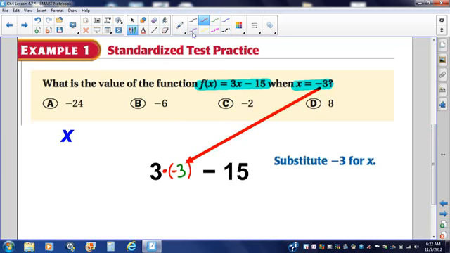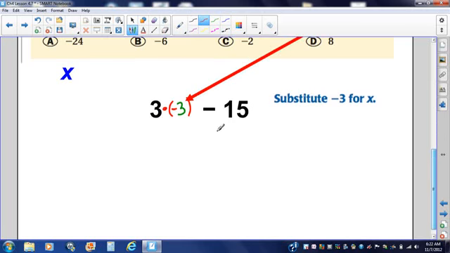I'm going to do PEMDAS, order of operations. Please excuse my dear Aunt Sally. When I do 3 times negative 3, that's going to give me negative 9. I'm going to copy down the rest of my problem. A negative 9 and a negative 15.